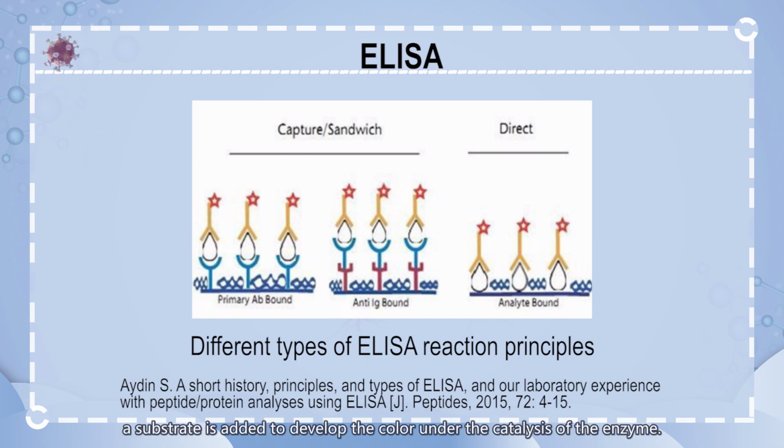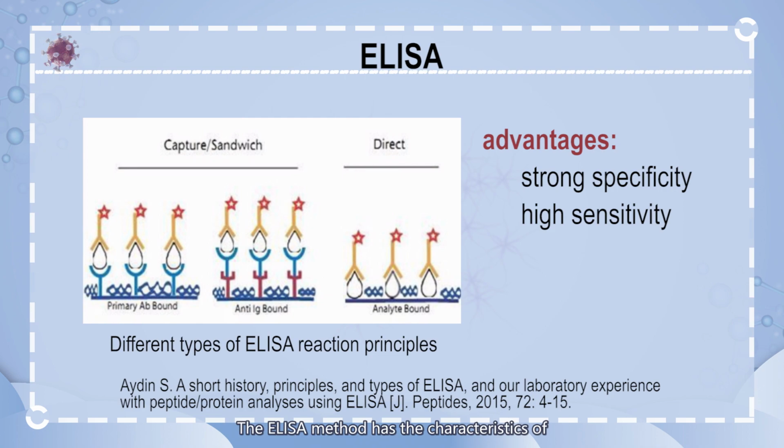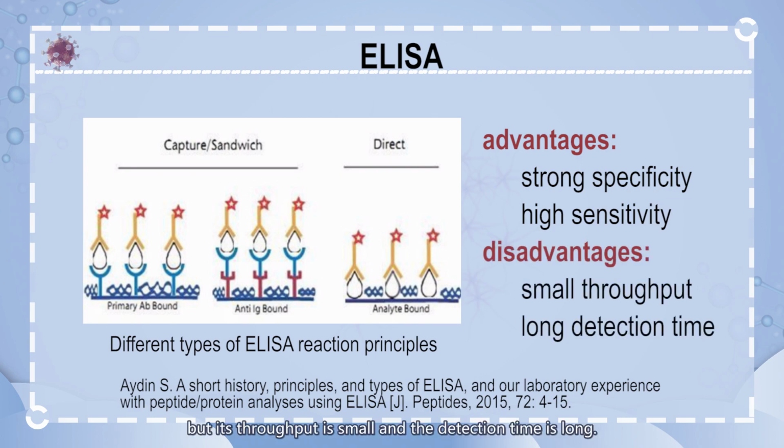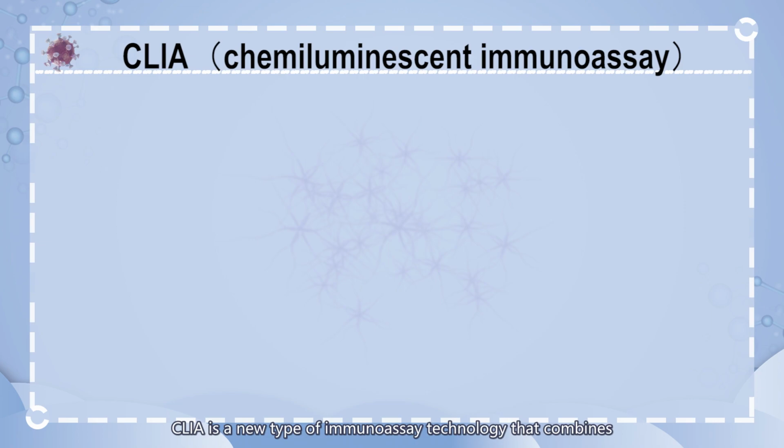After washing, a substrate is added to develop the color under the catalysis of the enzyme. The color depth is proportional to the amount of antigen or antibody in the test specimen. The level of virus in the specimen can be determined by the absorbance value measured by the microplate reader. The ELISA method has characteristics of strong specificity and high sensitivity, but its throughput is small and the detection time is long. CLIA is a new type of immunoassay technology that combines immune response and chemiluminescence analysis.